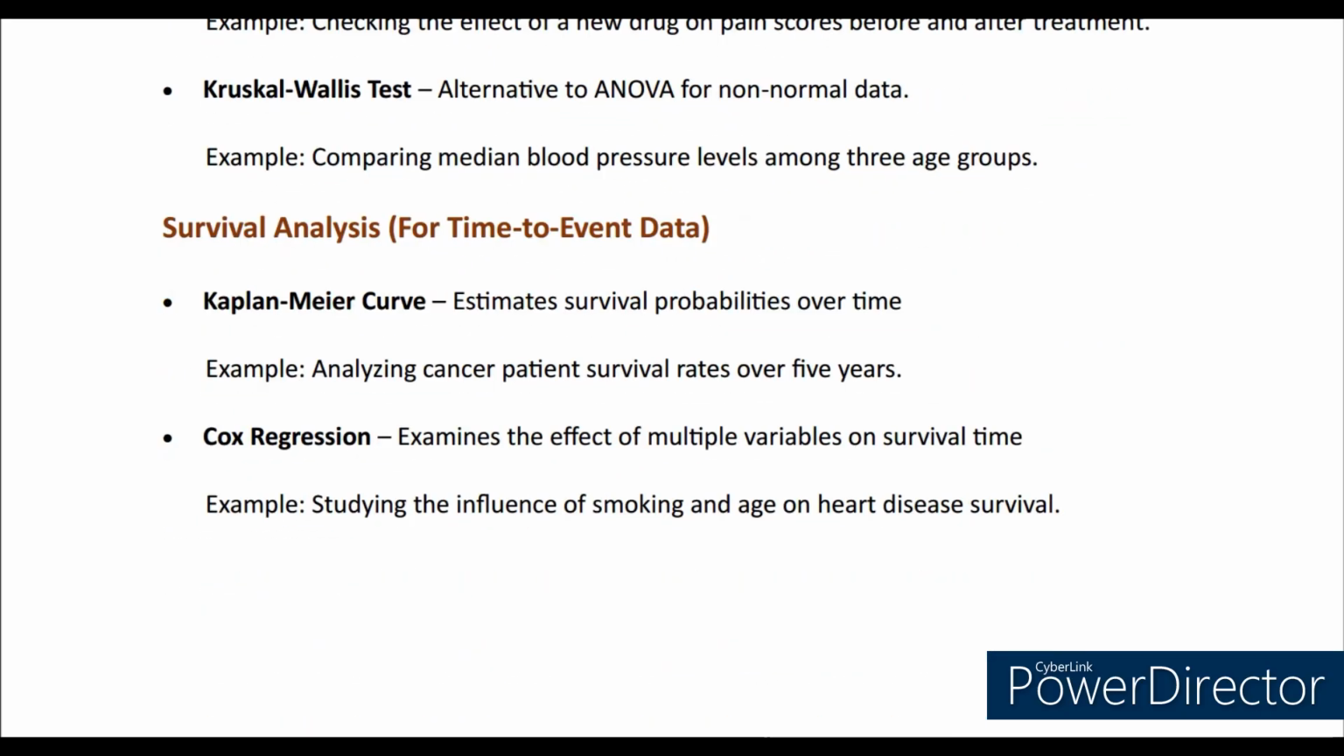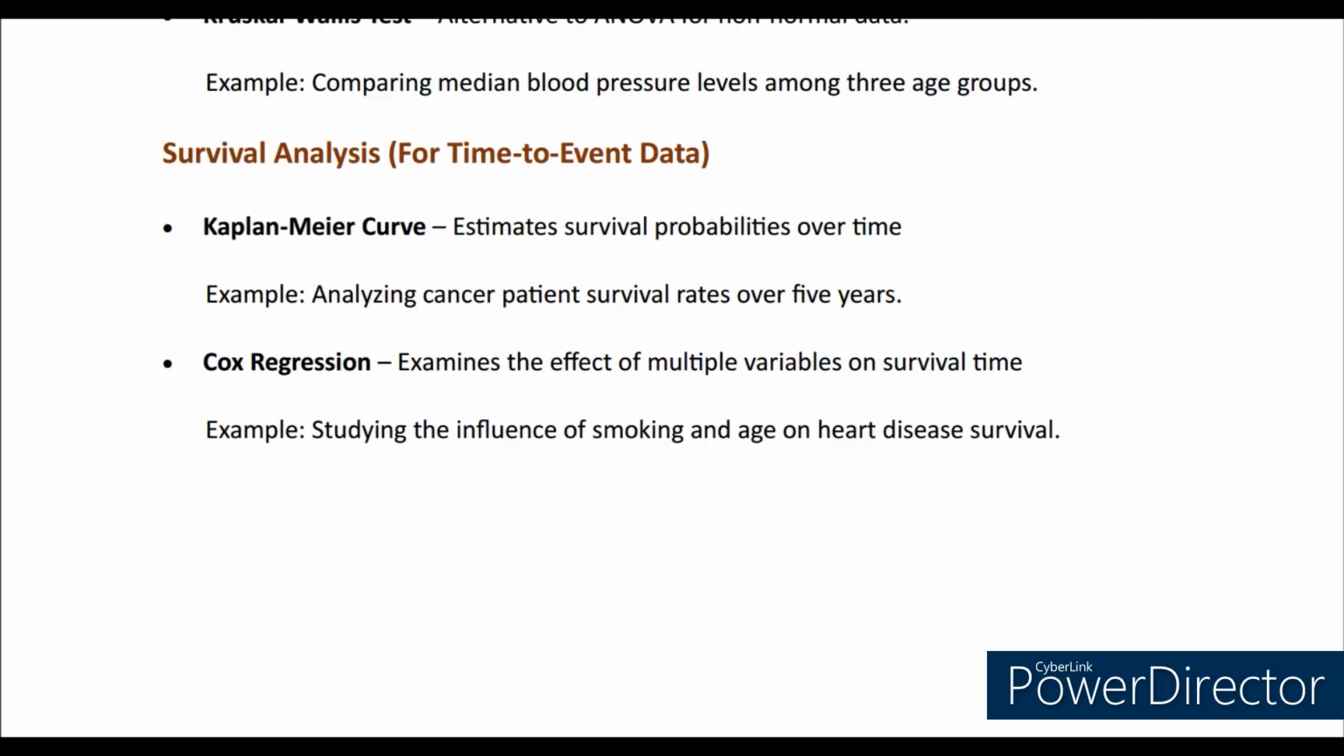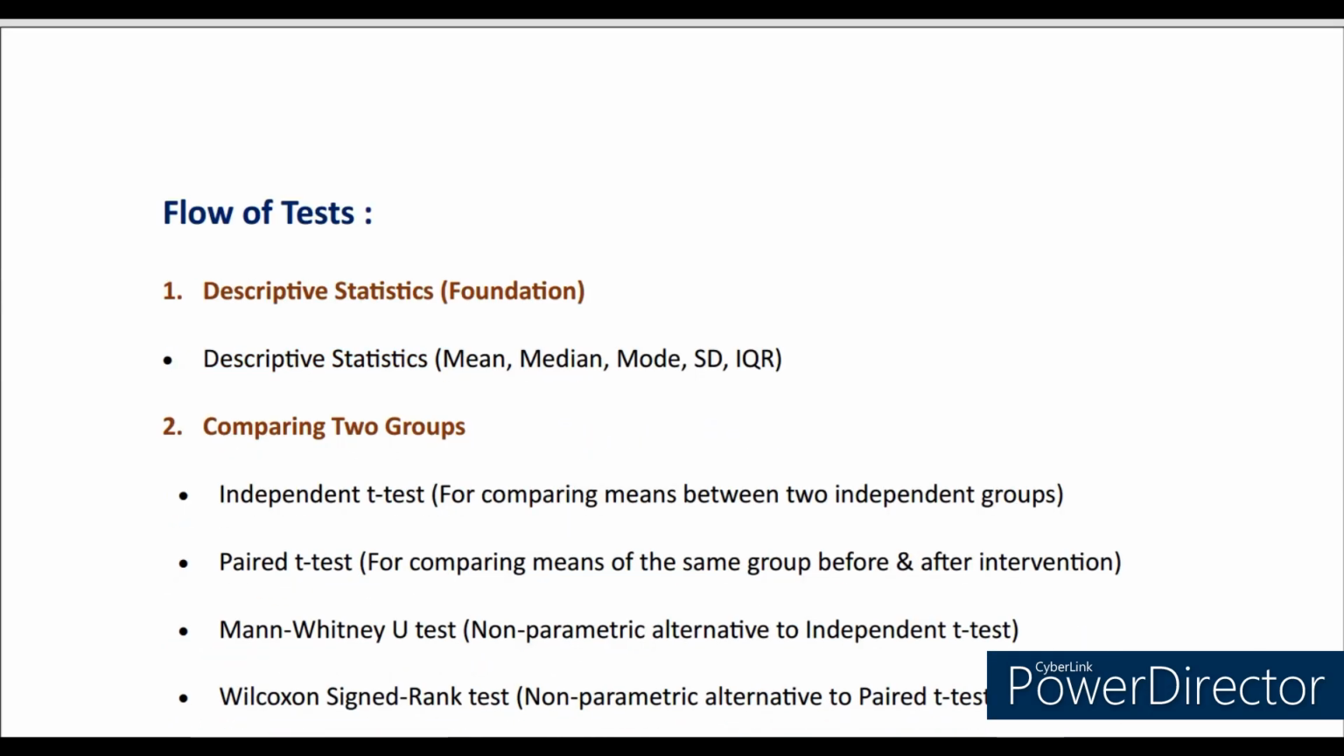And now coming to the last category, that is survival analysis. The first test is the Kaplan-Meier curve. So it estimates survival probabilities over time. Next is Cox regression, which examines the effect of multiple variables on survival time. So for better understanding, let's group them with a proper flow.